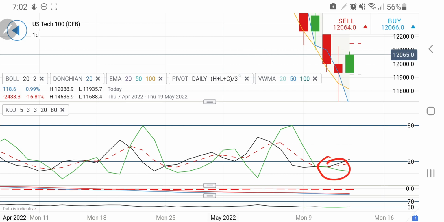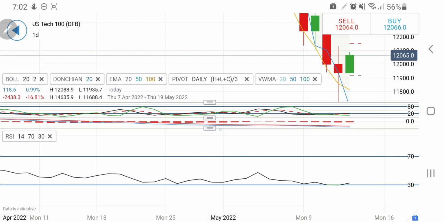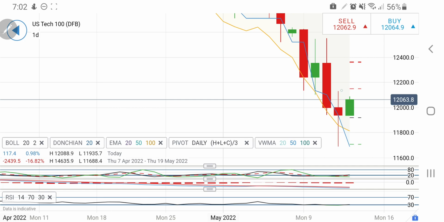Look at the stochastic. This is also oversold, looking upwards from here. MACD is divergent, and it is trading bearish. RSI has already hit the oversold zone. Now it may try to create a double top, and from there it may try to break again. So yes, you can go short at around 12,100, 12,150 levels.